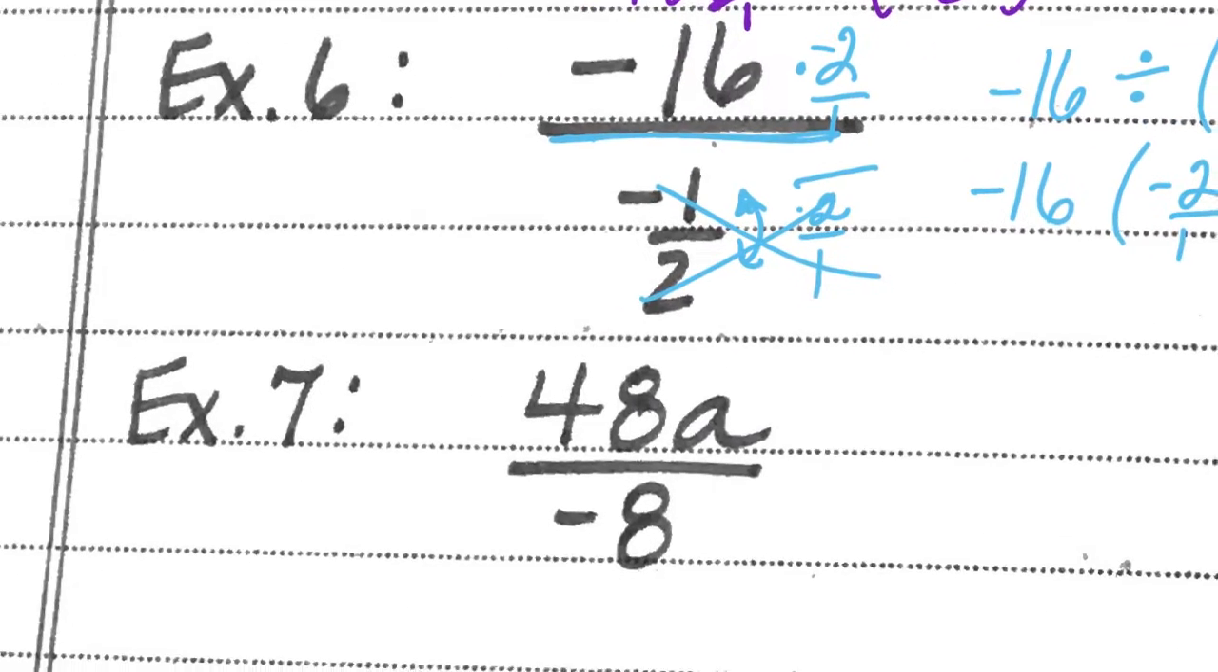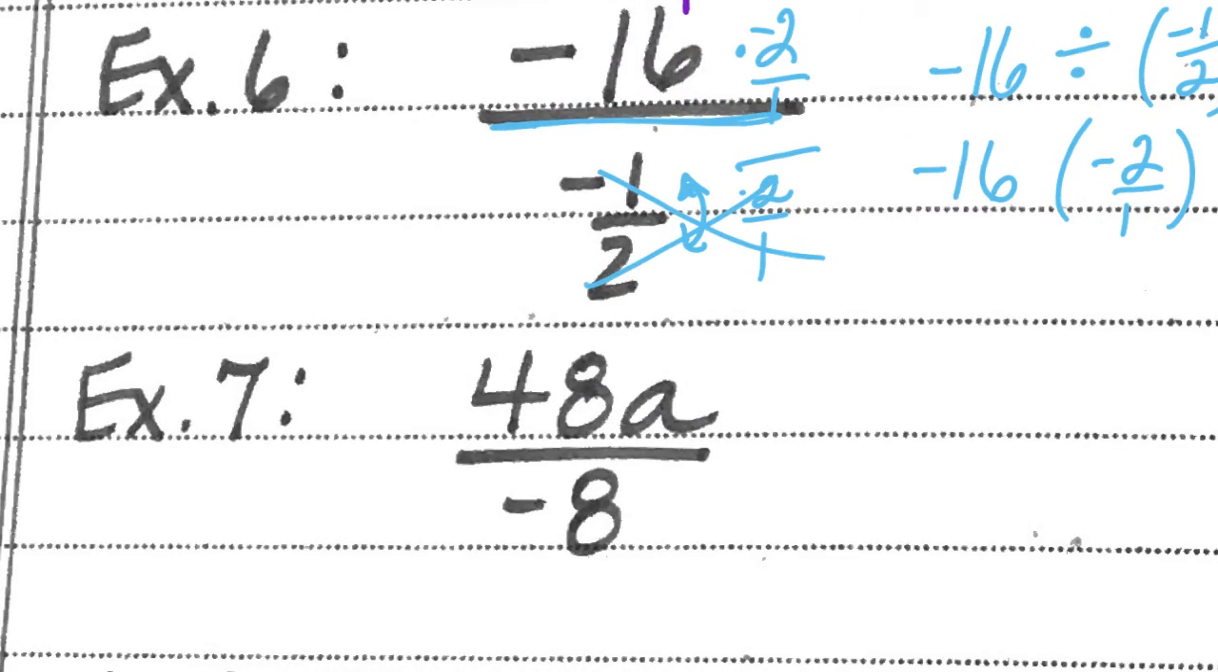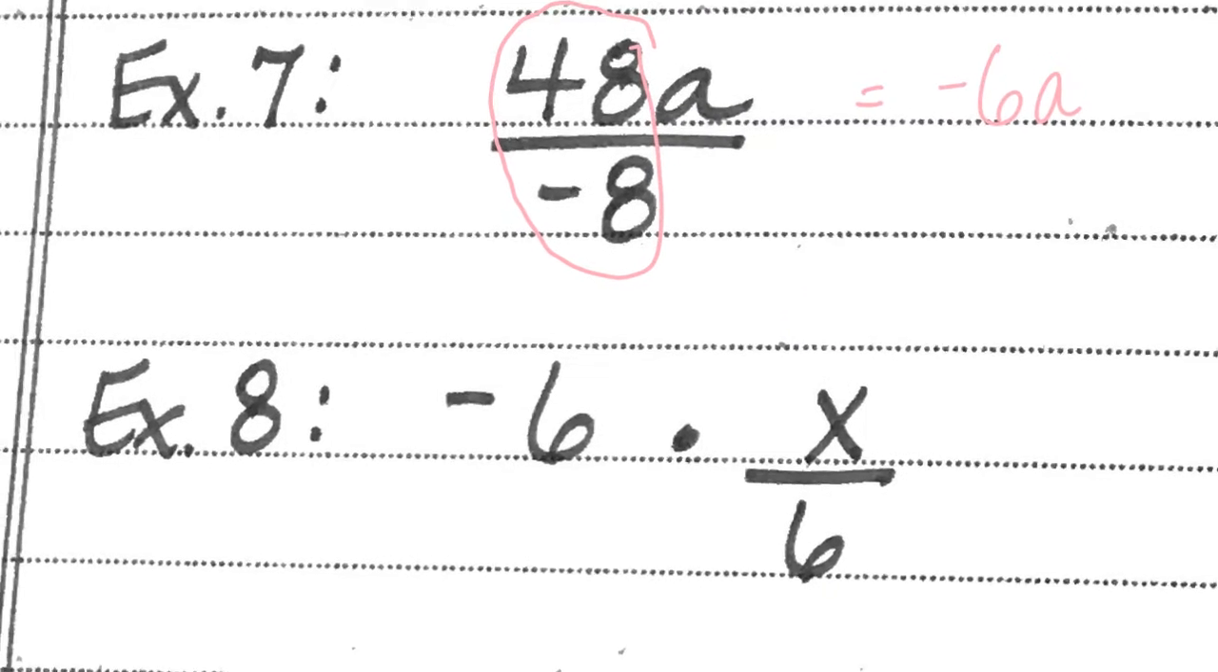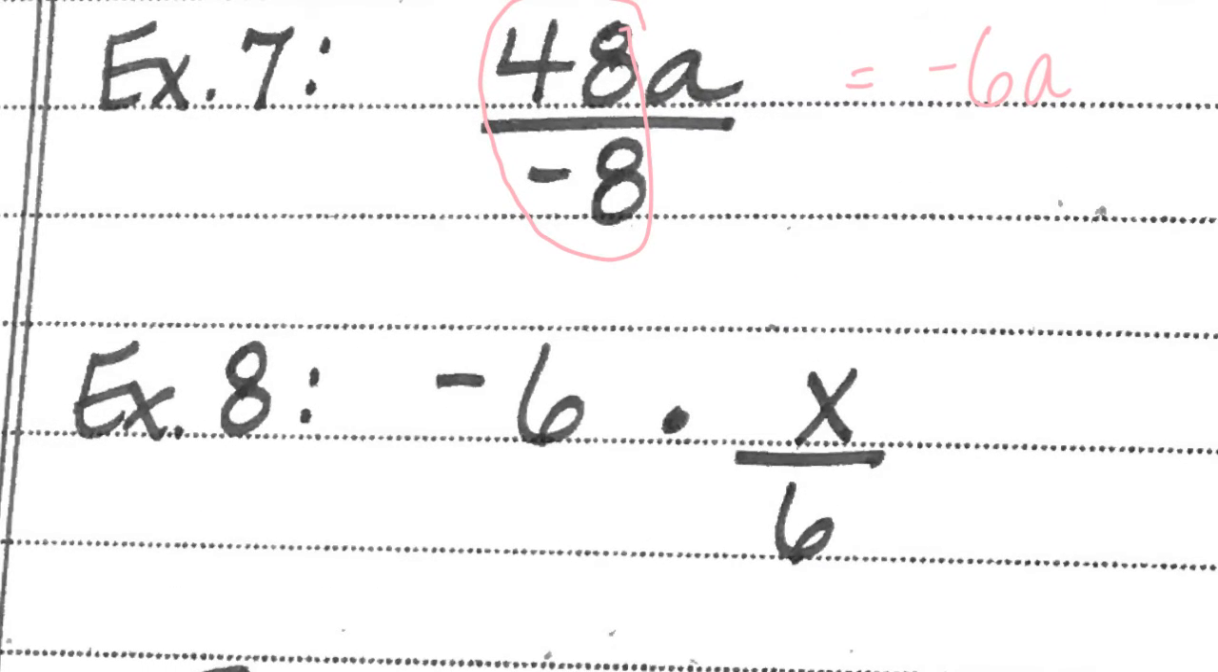This one you can split up. Example 7, 48a over negative 8. Or you could just say the numbers divide. Answer, negative 6 over a. And these just show negative 6 times x over 6. This can cancel out. Don't forget about that negative. Answer is negative x.